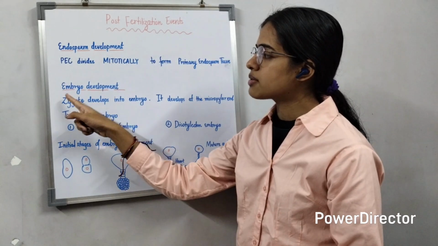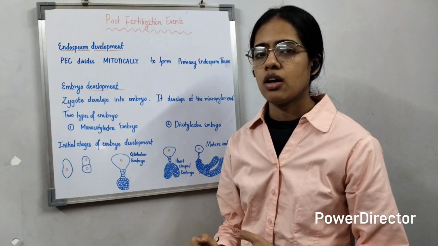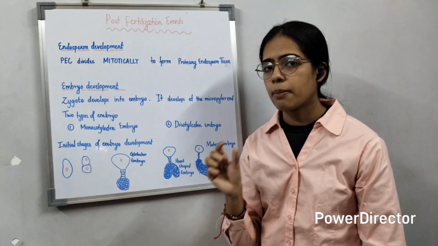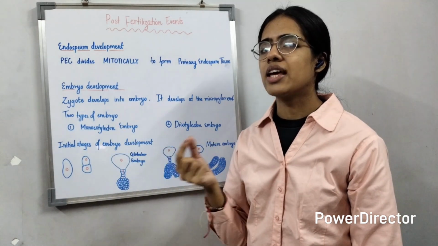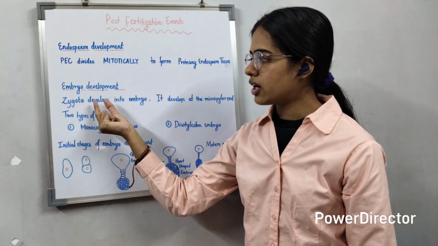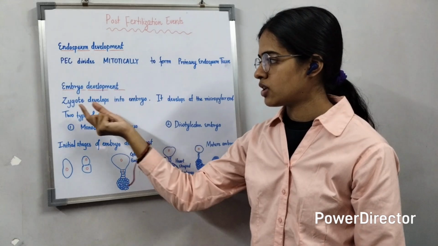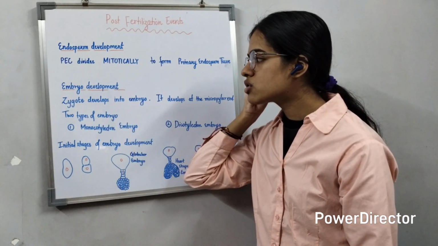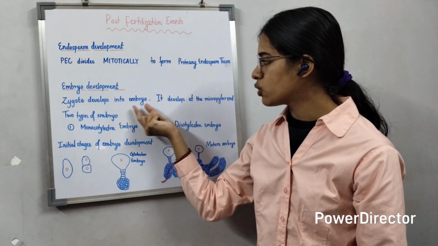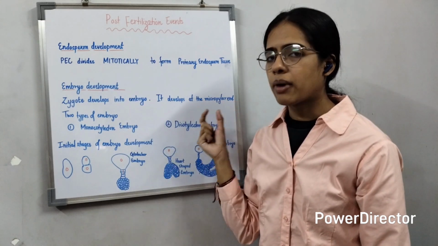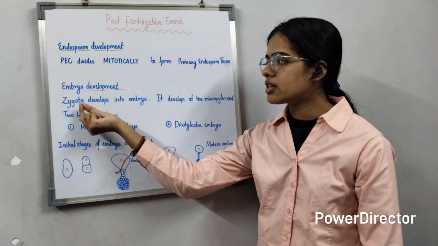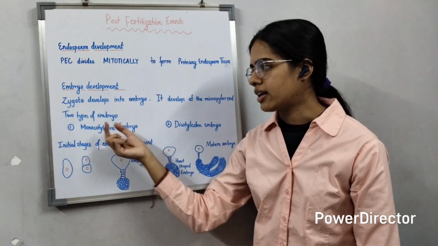Now we will explain the embryo development. We had learned the formation of a zygote, that is, when a male gamete goes and fuses with the egg cell of the ovule. The zygote then develops into the embryo. The zygote also undergoes mitotic divisions to develop into the embryo, and it develops at the micropylar end of the ovule. The micropylar end is the opening of the ovule, and the zygote development usually takes place in that area.